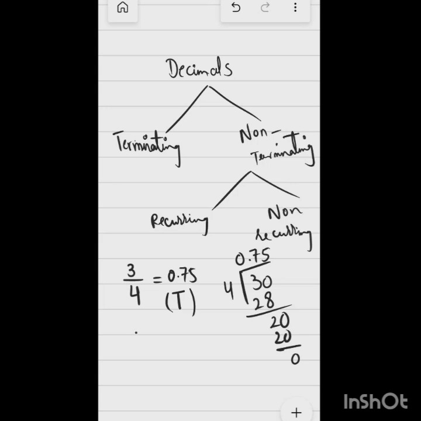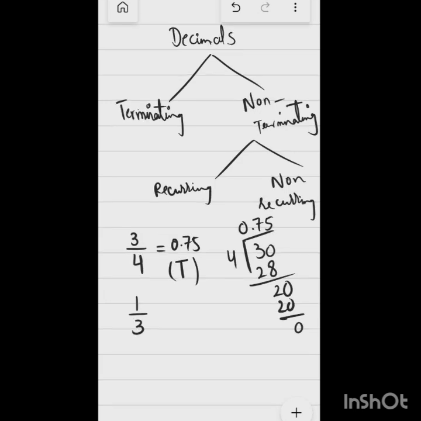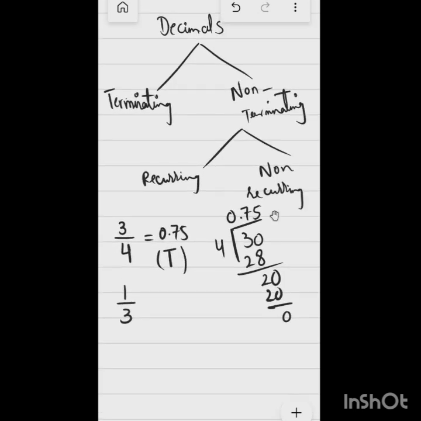A terminating decimal is a number that ends after a few digits. That's correct. Now what are recurring decimals? A recurring decimal is a non-terminating decimal in which a digit or a group of digits keeps repeating after the decimal point, like 7.523, 523, 523.